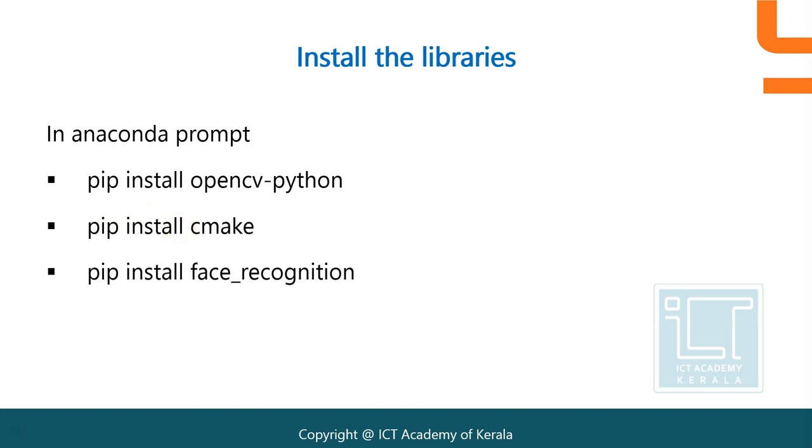The next one you have to install is CMake. CMake means cross-platform make. It is a free and open source software tool for building software using a compiler independent method. We use CMake to compile and install the dlib library. The dlib library is used for deep learning. Just open the Anaconda prompt and give the command pip install cmake.